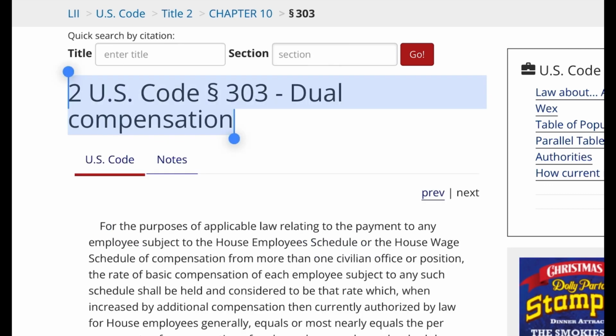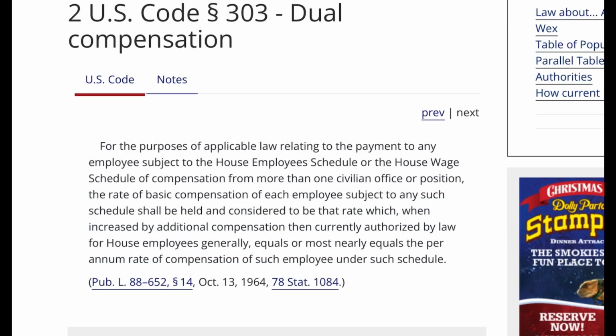2 U.S. Code Paragraph 303, Dual Compensation. For the purposes of applicable law relating to the payment to any employee subject to the House Employees Schedule or the House Wage Schedule of compensation from more than one civilian office or position, the rate of basic compensation of each employee subject to any such schedule shall be held and considered to be that rate which, when increased by additional compensation then currently authorized by law for House employees generally, equals or most nearly equals the per annum rate of compensation of such employee under such schedule.